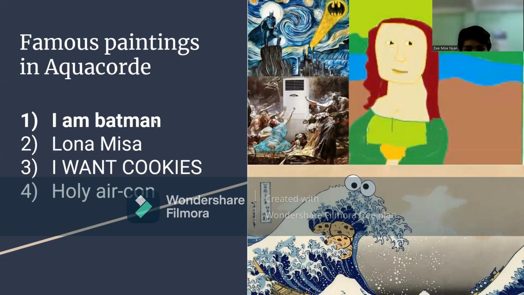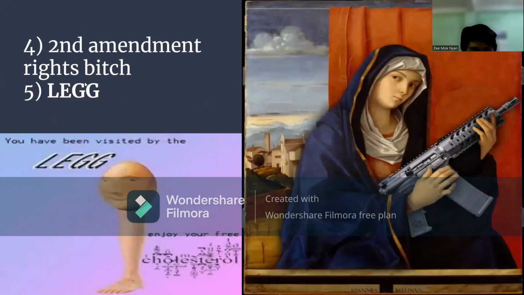And here we have I Am Batman. Here is this figure, Mona Lisa, aka Mona Lisa. And here, I Want to Geese. And here, Holy Aegon of Pig, which is the painting of people worshipping an egg for some reason. Next is the Second Amendment Right page, which is some woman holding a gun. And next is Leg, which I said is a weird combination between a person's leg and an egg.